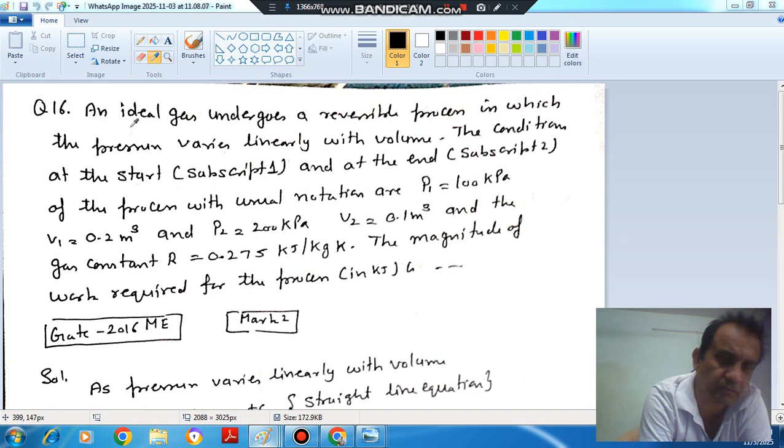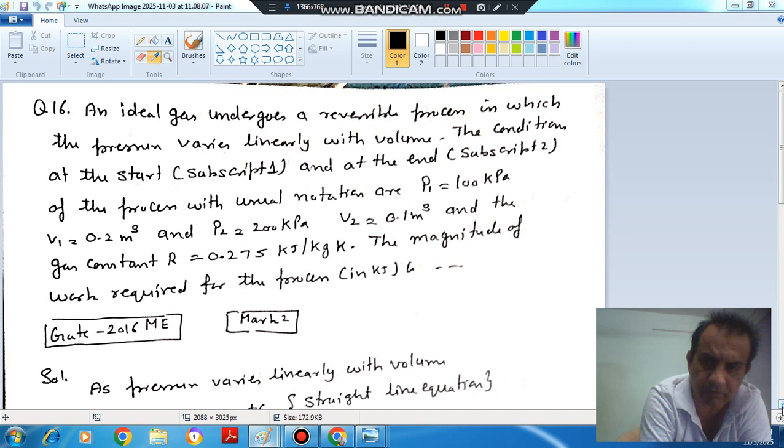Next is question number 16. An ideal gas undergoes a reversible process in which the pressure varies linearly with volume. The conditions at the start, subscript 1, and at the end, subscript 2, of the process with usual notations are P1 is equal to 100 kPa, V1 is equal to 0.2 meter cubed, and P2 is equal to 200 kPa, V2 is equal to 0.1 meter cubed, and the gas constant R is equal to 0.275 kilojoules per kilogram per degree Kelvin. The magnitude of work required for the process in kilojoules is.